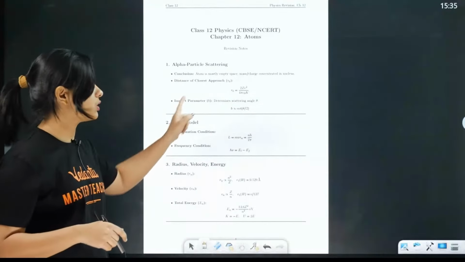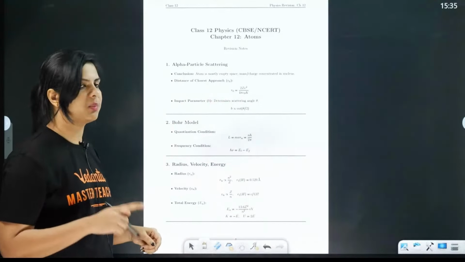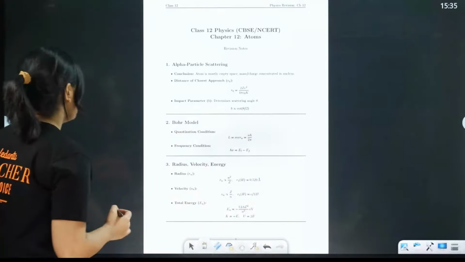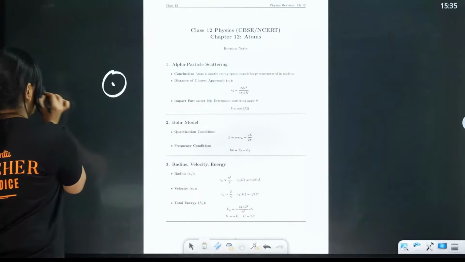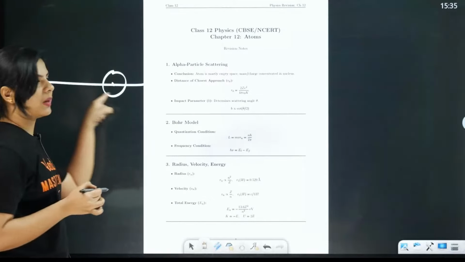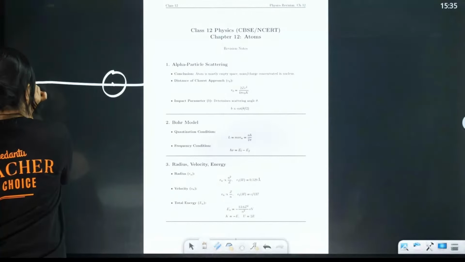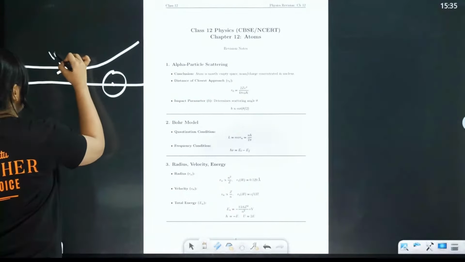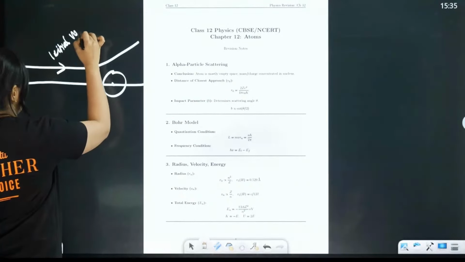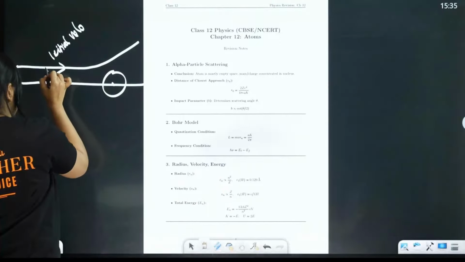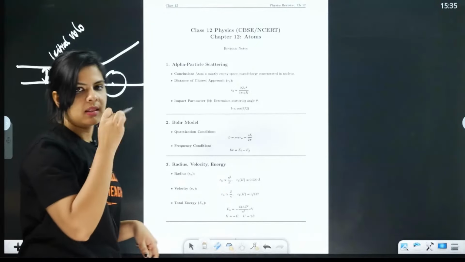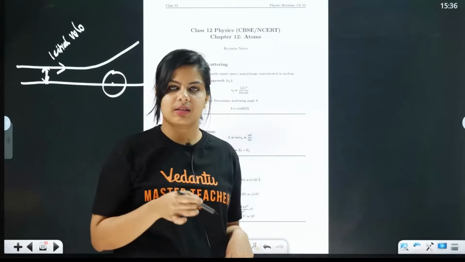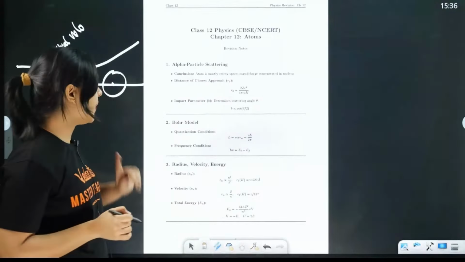Distance of closest approach is 2 z e square divided by 4 pi epsilon naught K. Next is impact parameter. Let us say this is our nucleus, and this is the line passing through the center. Now the alpha particle is coming like this, so this is the direction of the initial velocity. The perpendicular distance between the center line of the nucleus and the initial velocity direction is the impact parameter.